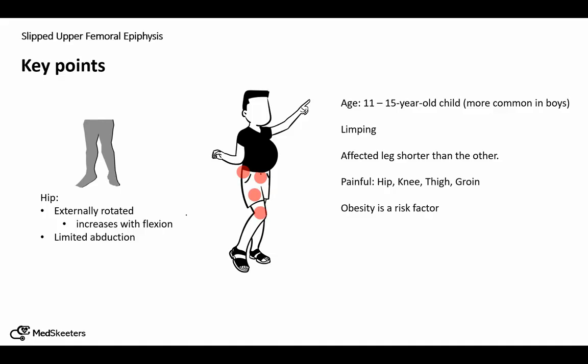So, again, in slipped upper femoral epiphysis, the patient will be an 11 to 15-year-old boy. There will be limping. Affected leg is shorter than the other. Externally rotated hip that increases with hip flexion. There will be painful knee, hip, thigh and groin. And there will be limited hip abduction.